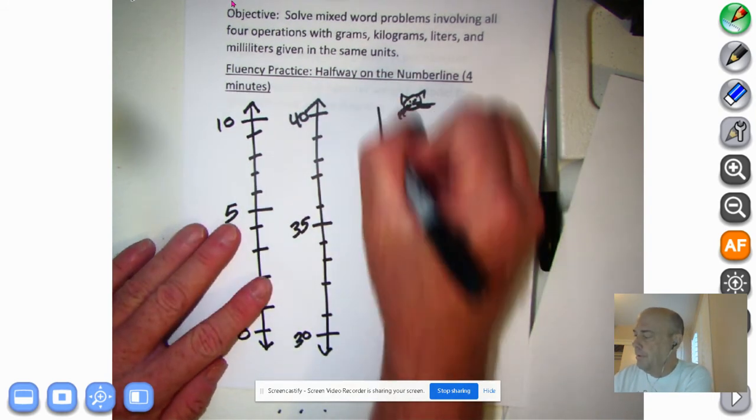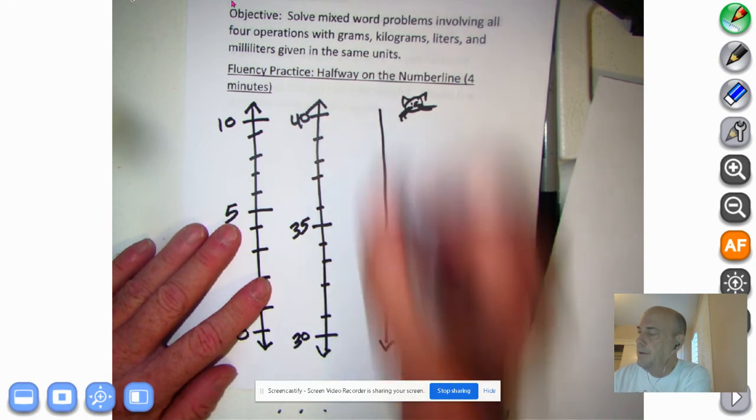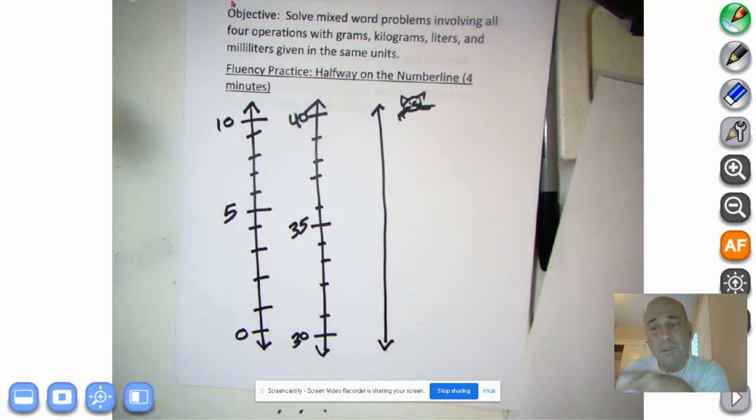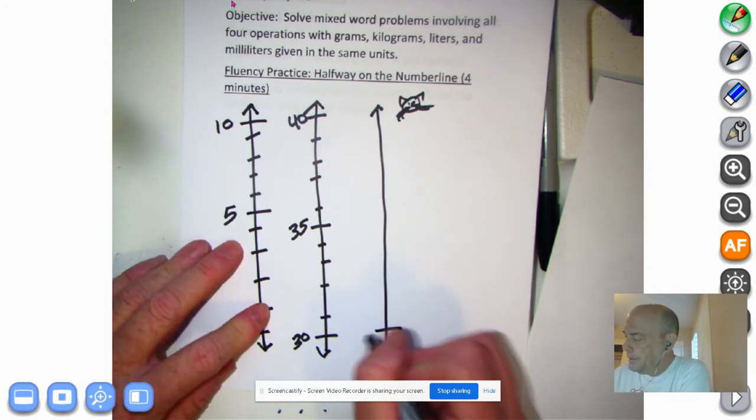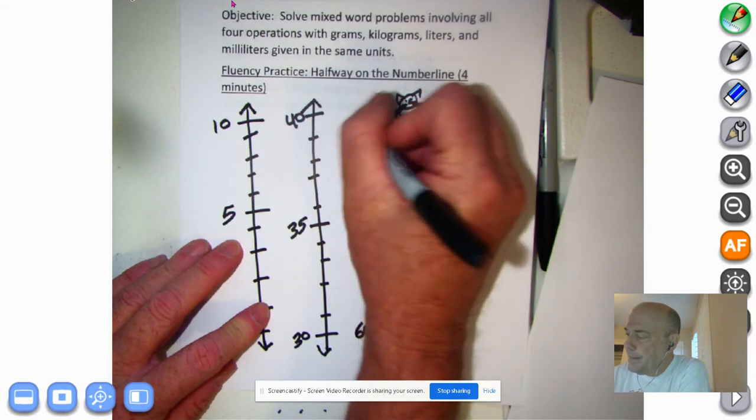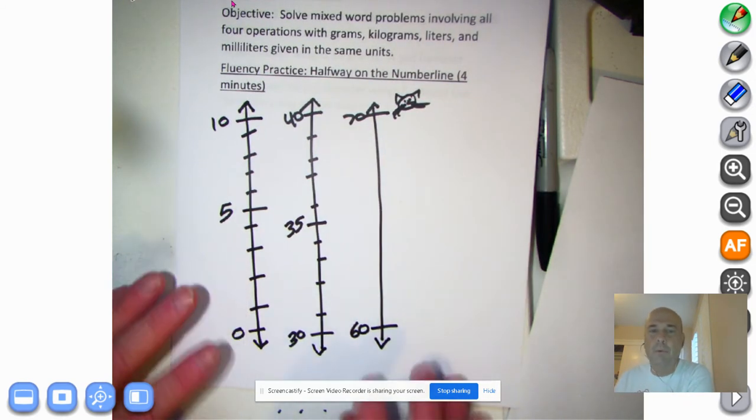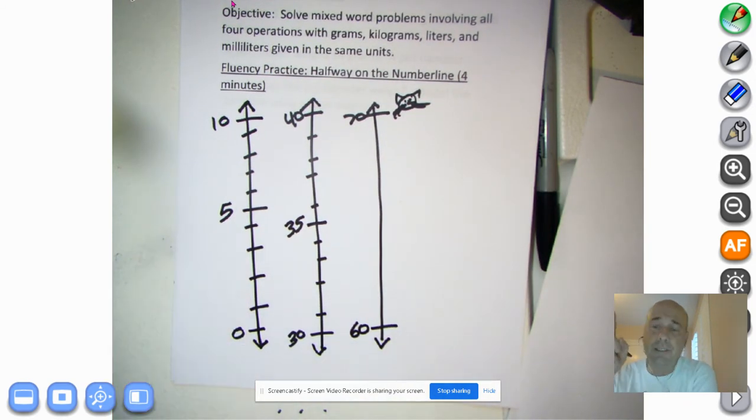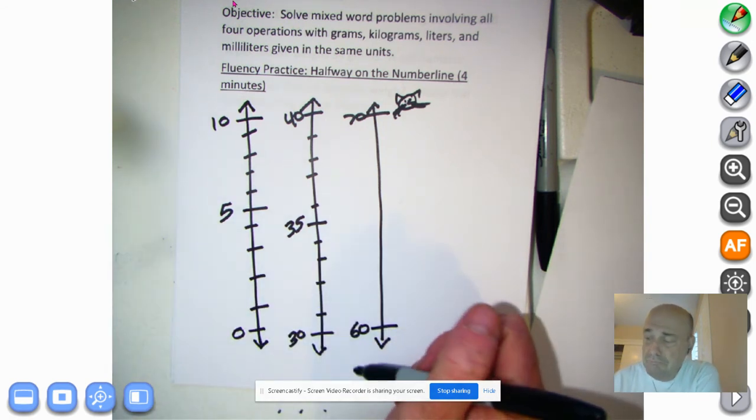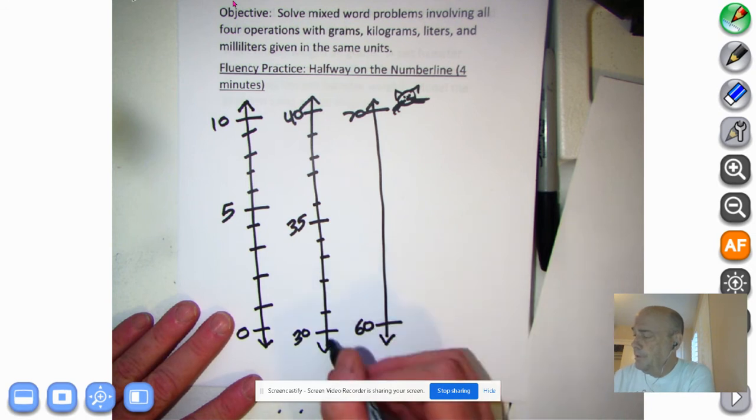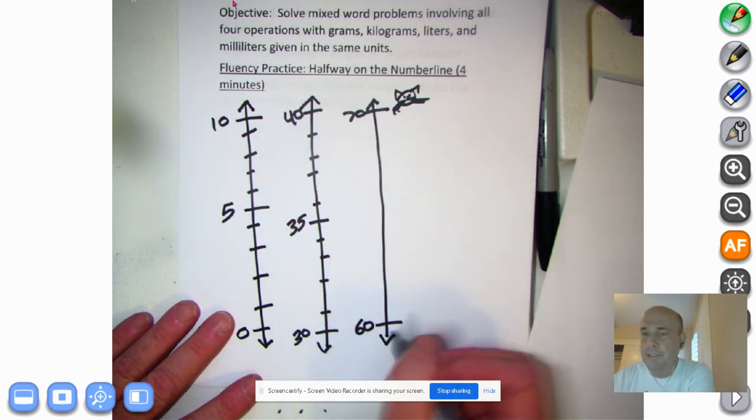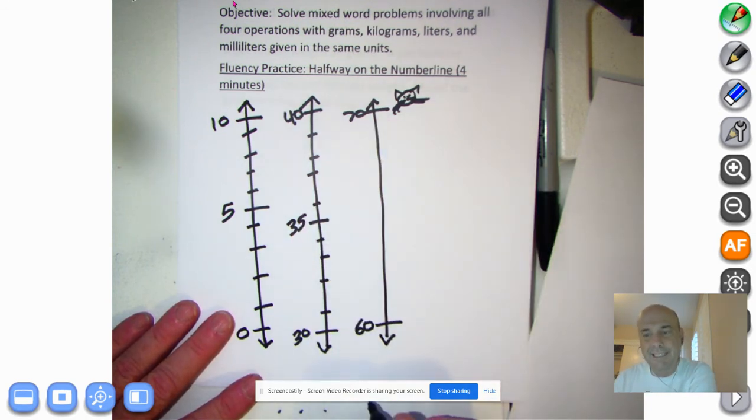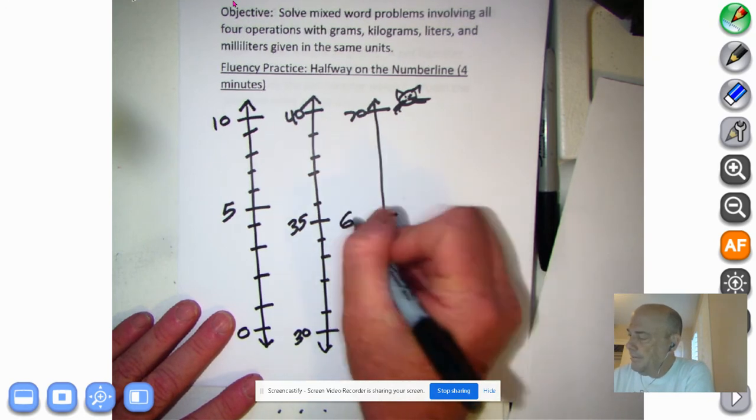Let's keep on rolling. Make another vertical number line. And go ahead and pause the recording. You can always pause the recording if I'm going too fast. Just hit pause. Here we go. We're going to do 60 and 70. And so what's the midway point between 60 and 70? You guys are so brilliant. I bet you don't even need to make the little tick marks. You probably just go, halfway between 30 and 40 is 35. So halfway between 60 and 70 must be, ding, ding, ding, 65.